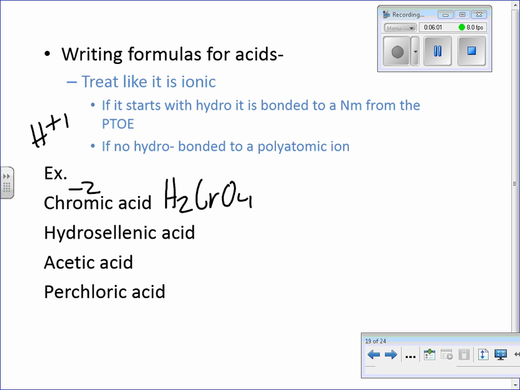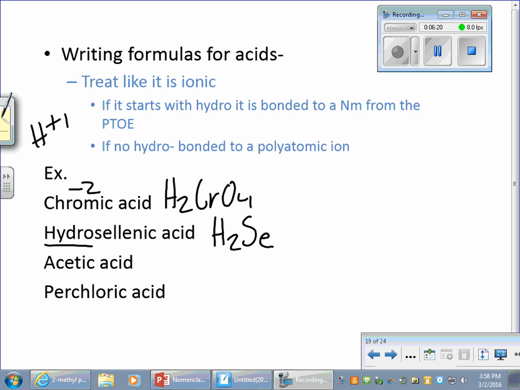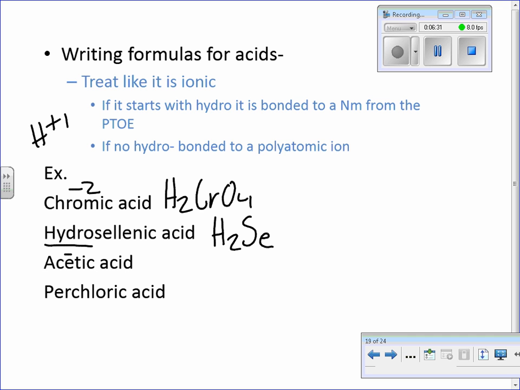And then when you get to hydroselenic, you say, okay, there's a hydro in front, so let's find our element. Well, it's selenium. Now, what charge is selenium? It's 2 minus, so we have 2 hydrogens and then selenium. Okay, and then we're looking at acetic acid. It doesn't have a hydro in front of it, so we're looking for our polyatomic ion, and we find acetate, and that's a -1 charge. So we know we only need 1 hydrogen in front. So it's going to be hydrogen, and then you just finish it off with your polyatomic ion.